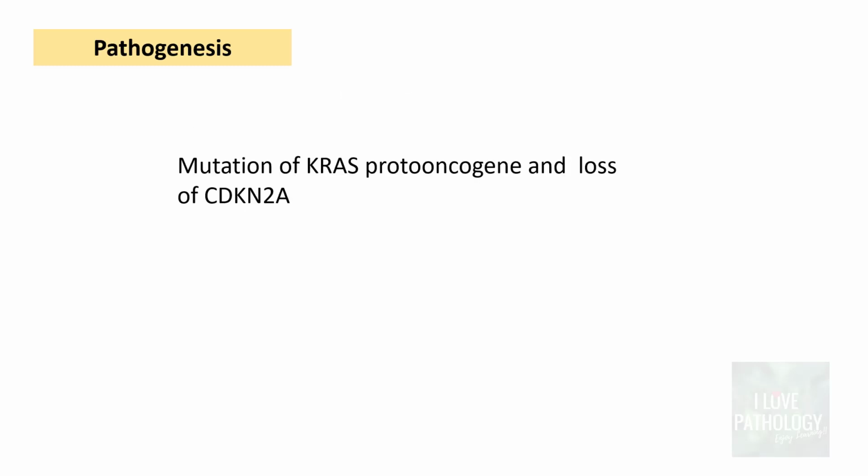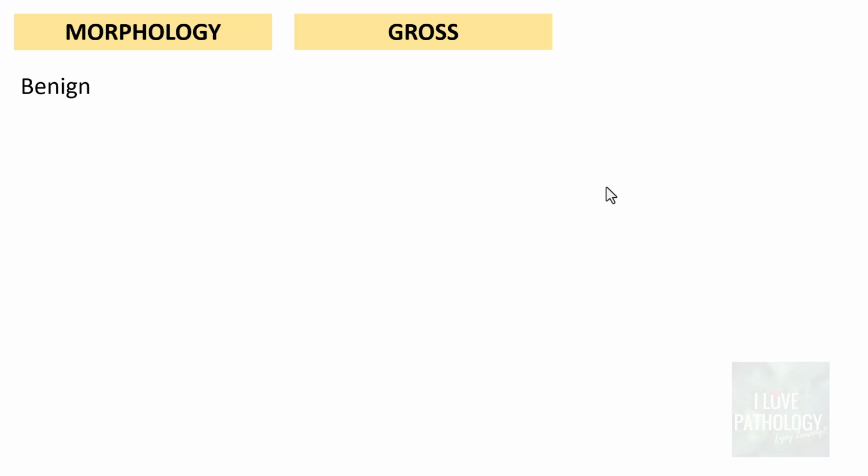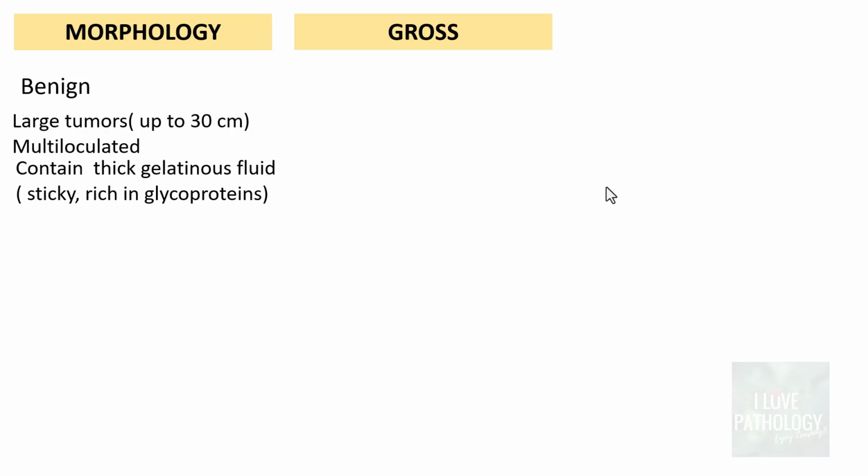The pathogenesis of mucinous tumors is basically that these patients have mutation of the KRAS proto-oncogene. Also, there can be loss of the CDKN2A gene. So, morphologically, benign tumors are large tumors. They can vary from as small as 2 centimeter in size to as large as 30 centimeter. Most often they are multiloculated tumors. They contain a very thick gelatinous fluid.